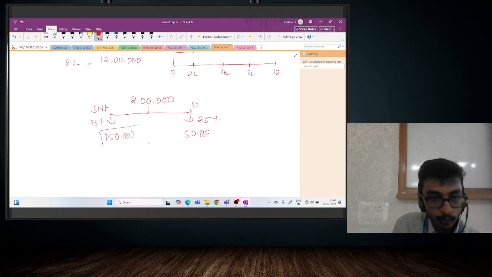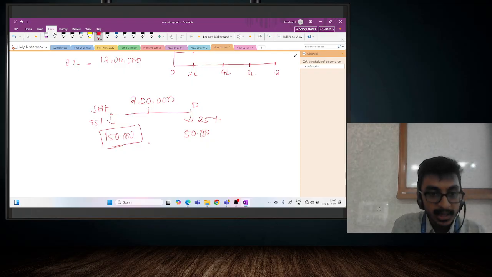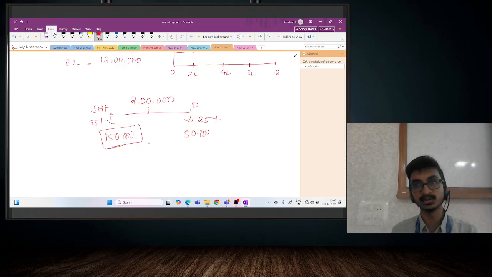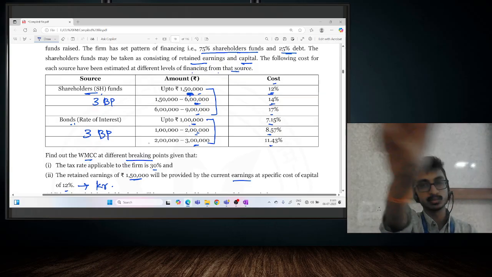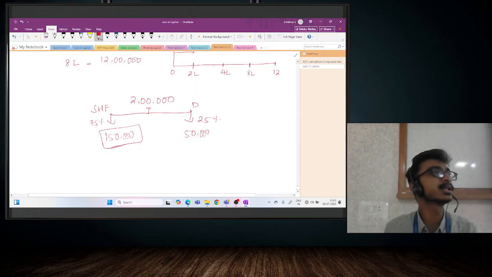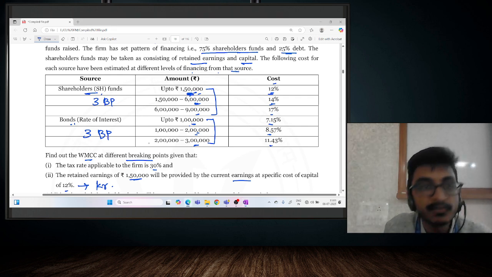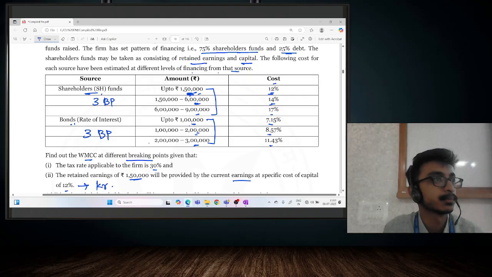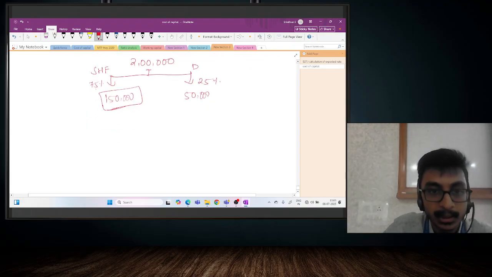Now listen, just focus on this 1 lakh 50,000. If the company wants to raise an additional capital of 2 lakh rupees, they need 1 lakh 50,000 rupees of shareholders fund. Now where will this 1 lakh 50,000 come from? It will come from the retained earnings, right? Just sit for 2 minutes. Listen, this 1 lakh 50,000 will come from retained earnings. So up to 1 lakh 50,000 rupees, the cost of equity is how much? 12%.